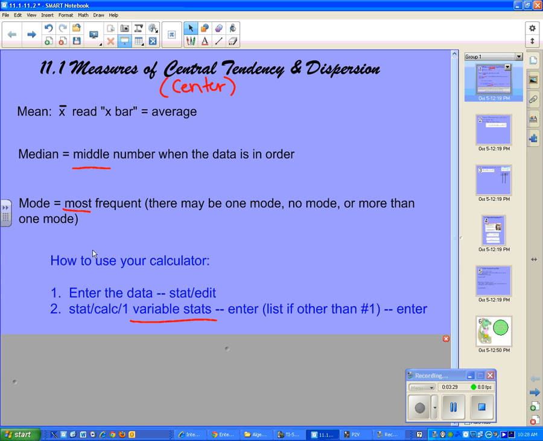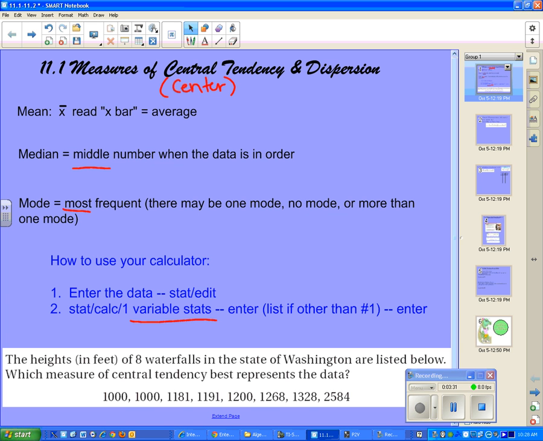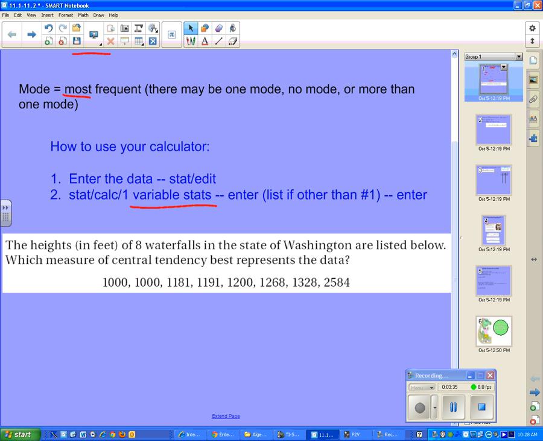Okay, so let's do this. Grab your calculator. I have some data here about heights of waterfalls. So go to Stat Edit and enter these in. It's best if you can enter them in under List 1. If for some reason your List 1 isn't there, go to Stat, and instead of going to Edit, go to Setup Editor and press Enter twice, and it'll come back for you.